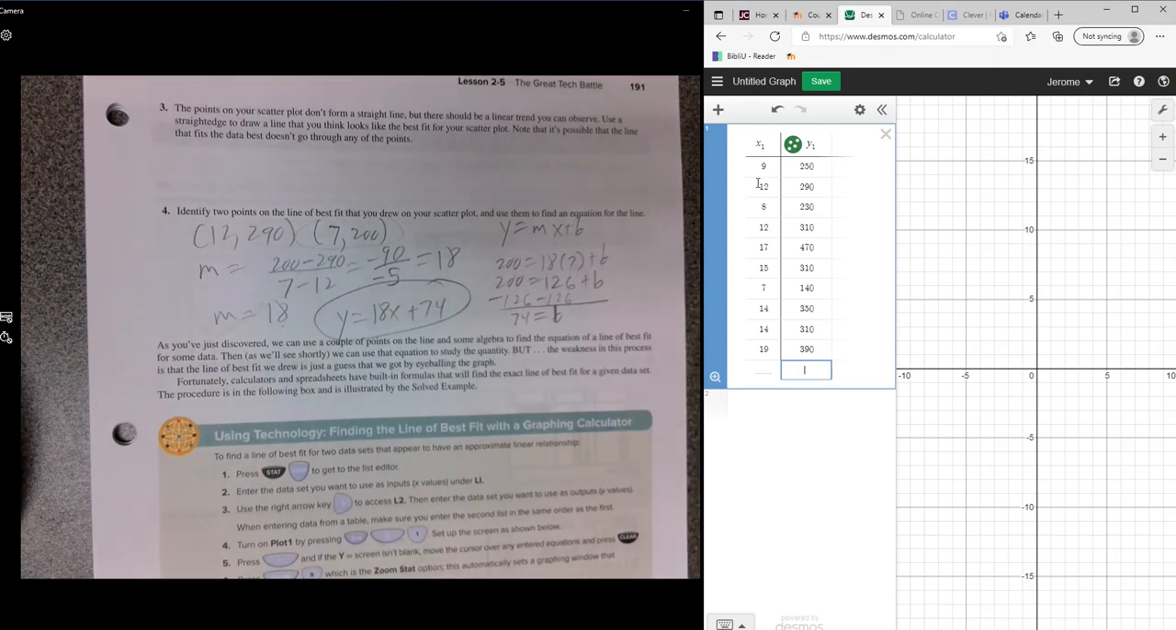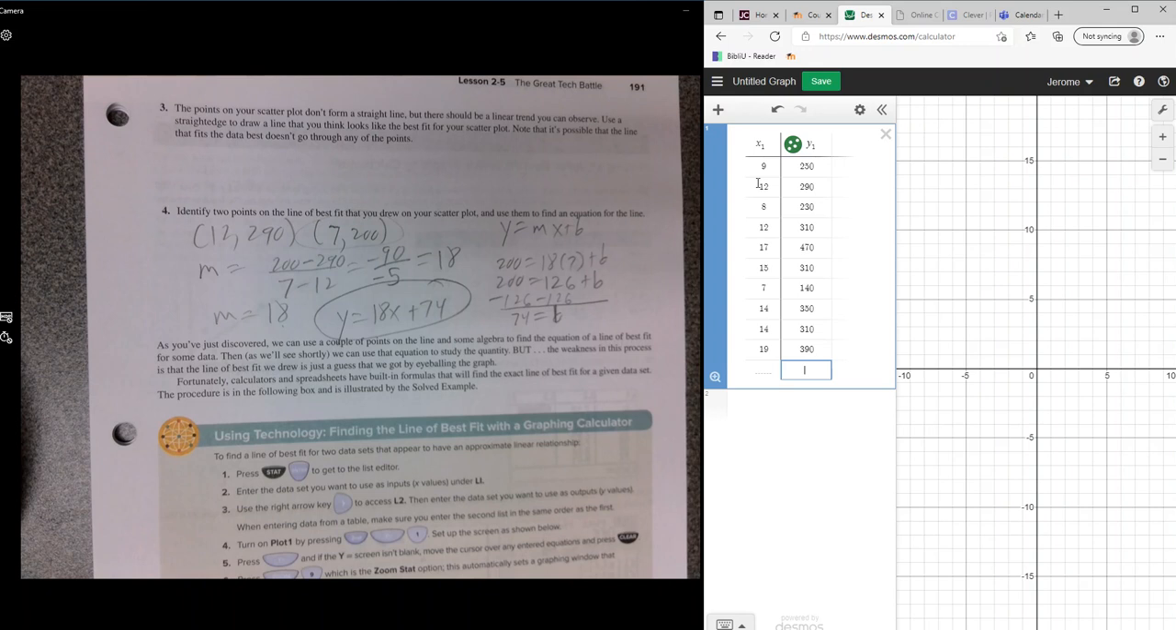Okay, as you've just discovered, we can use a couple of points on a line and some algebra to find the equation of a line of best fit for some data. Then, as we'll see shortly, we can use that equation to study the quantity. But the weakness in this process is that the line of best fit we drew is just a guess that we got by eyeballing the graph. Fortunately, calculators and spreadsheets have built-in formulas that will find the exact line of best fit for a given data set. The procedure is in the following box and is illustrated by the solved example.